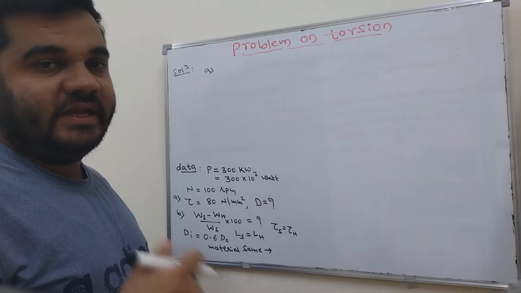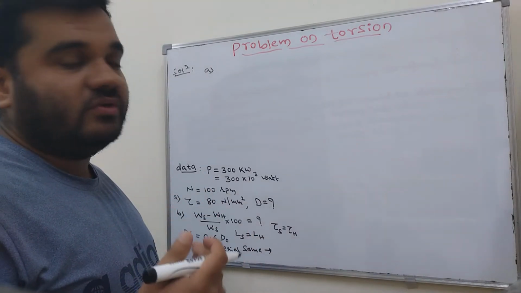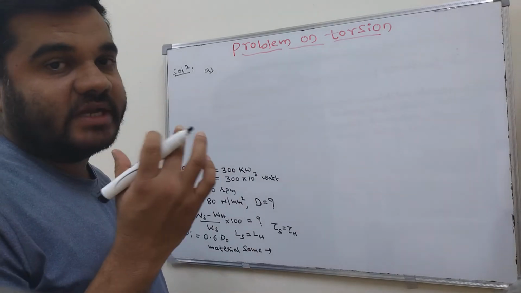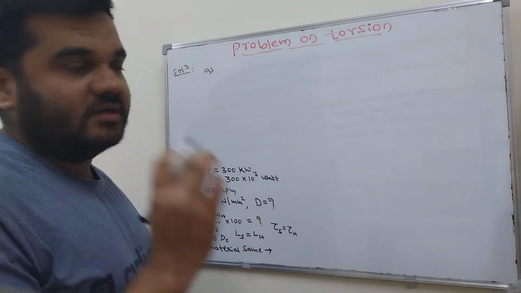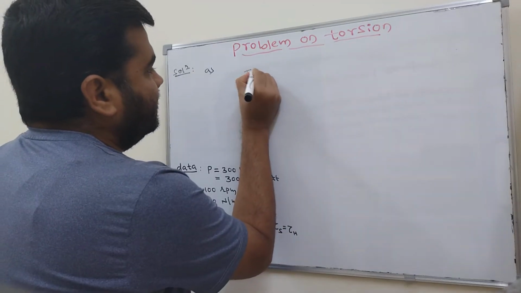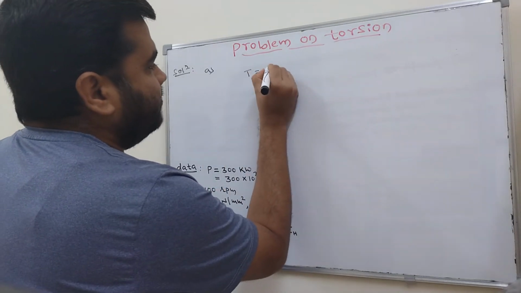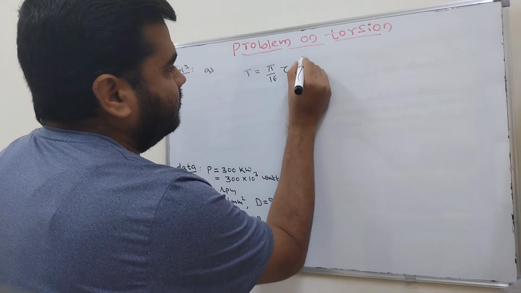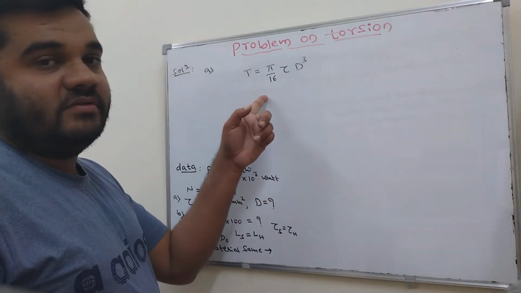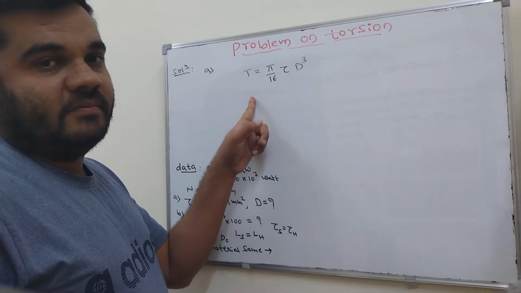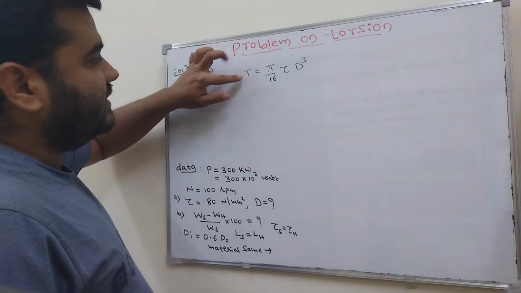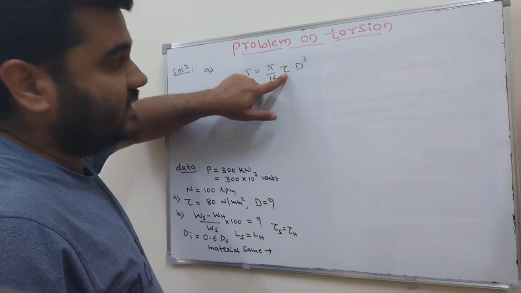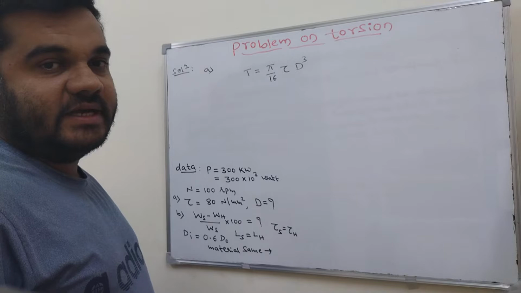In the previous video we derived the equation, and we solved 3-4 problems. So the general equation for the solid shaft, for the torque, I will write here: torque T equals pi by 16 into tau into d cubed. This is the general equation for the torque for the solid shaft, where T is the mean torque, tau is the maximum shear stress, and D is the diameter.